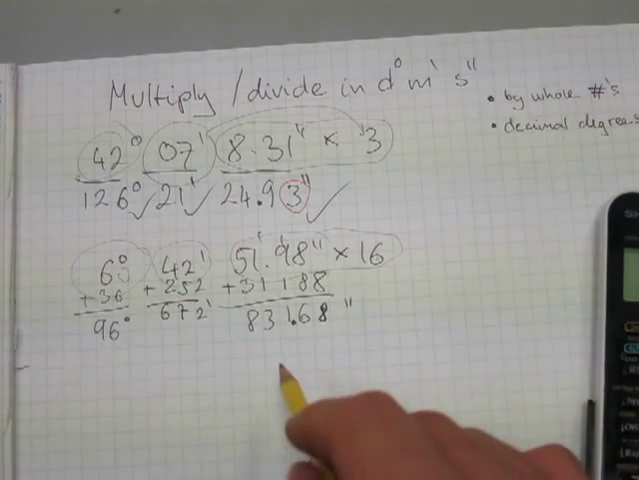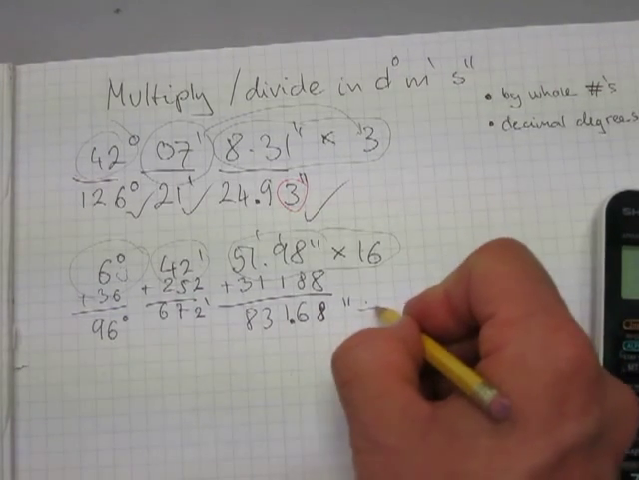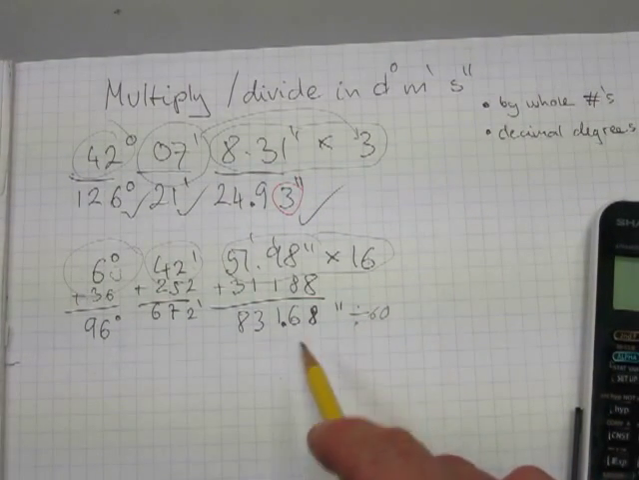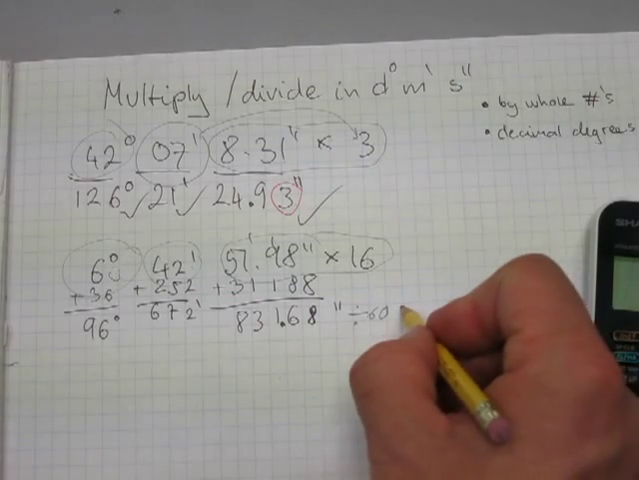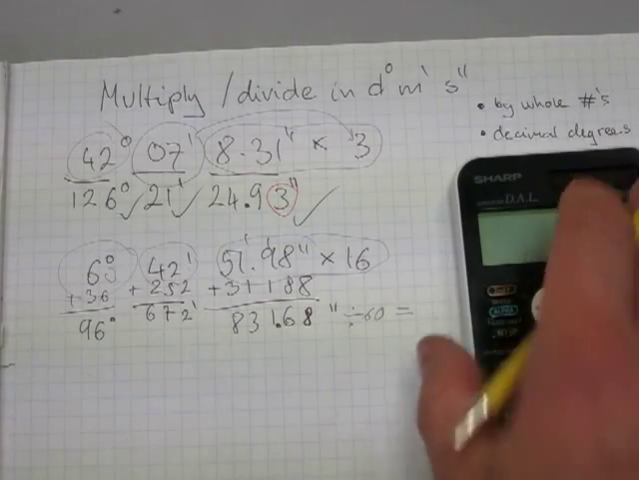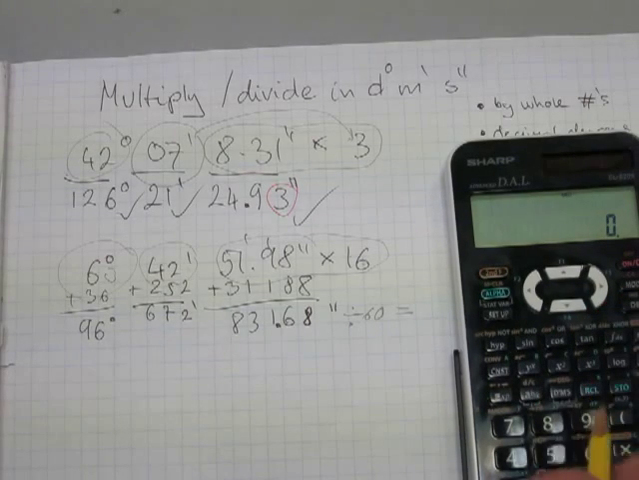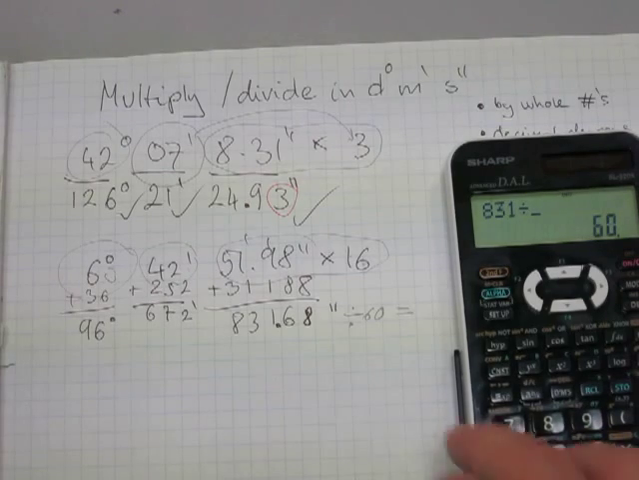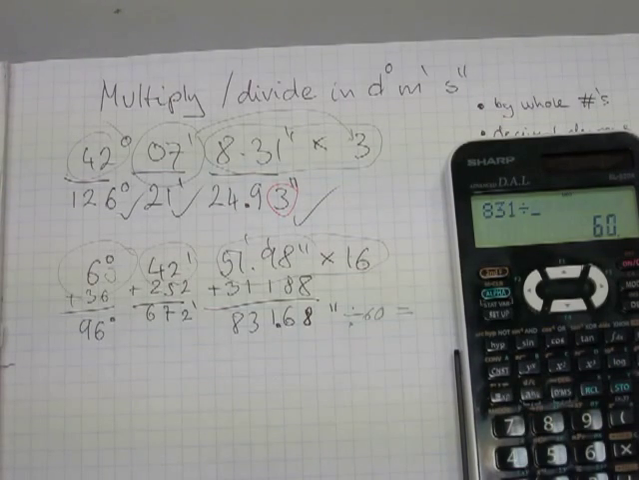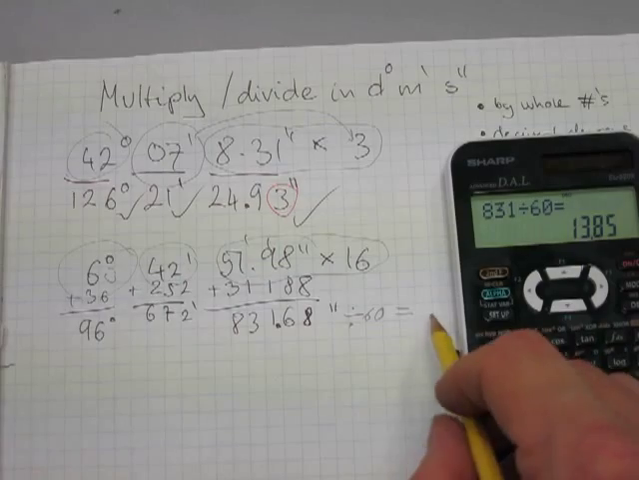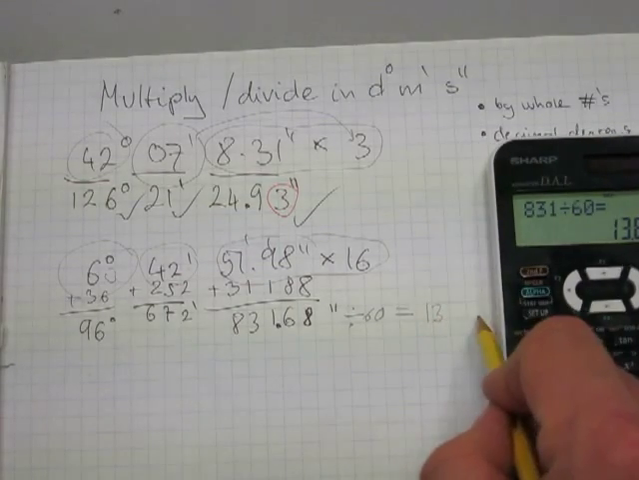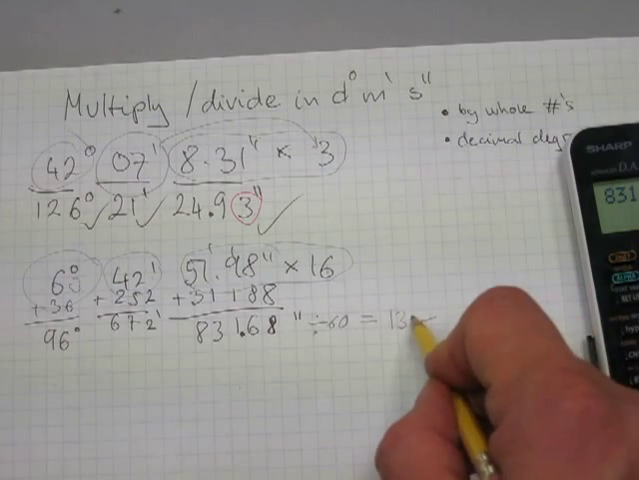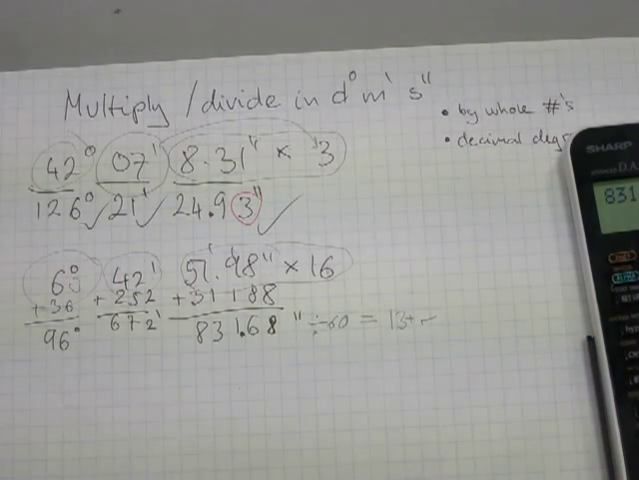Let's work with these seconds. We need to know how many minutes we can make out of it. We have to divide it by 60, so 831 divided by 60. I'm ignoring the decimal digits because I just need to get the idea. It is 13 as a whole number, 13 plus some remainder, so I'm just gonna write down 13 plus a remainder.